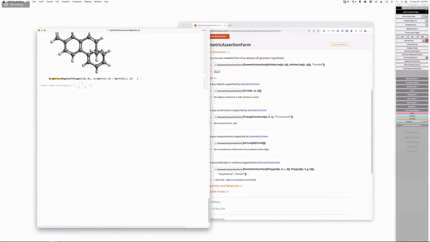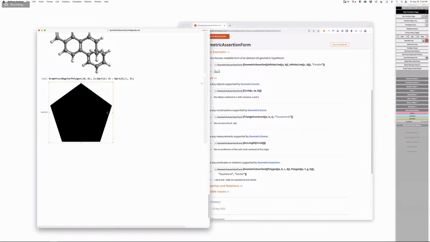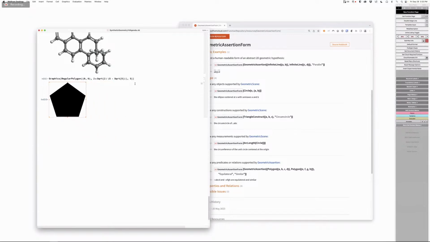Well, only if I can make graphics out of it. If this is going to work with the geometric scene language, it's also got to work with graphics, both of them. So whatever regular polygon description we have here had better be renderable in graphics.